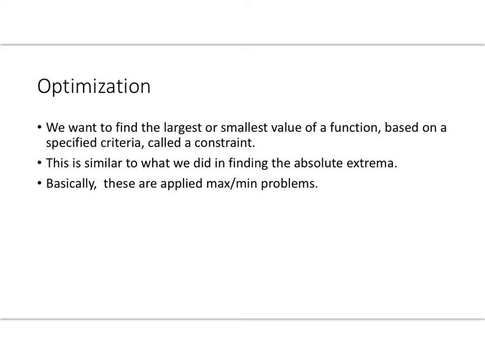So it's similar to what we did in finding the absolute extrema. We're doing applied max-min problems. So we're going to have to figure out what the function is that we're looking at. We have to take its derivative, set it equal to 0, and that will give us a max or a min.